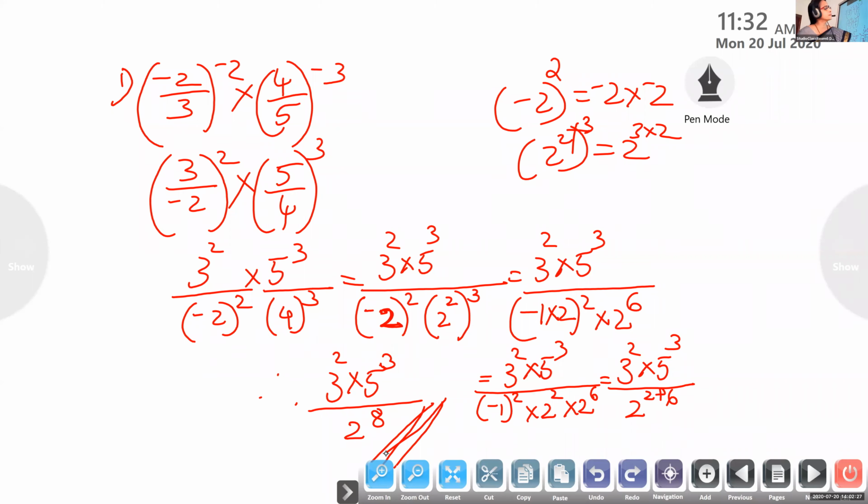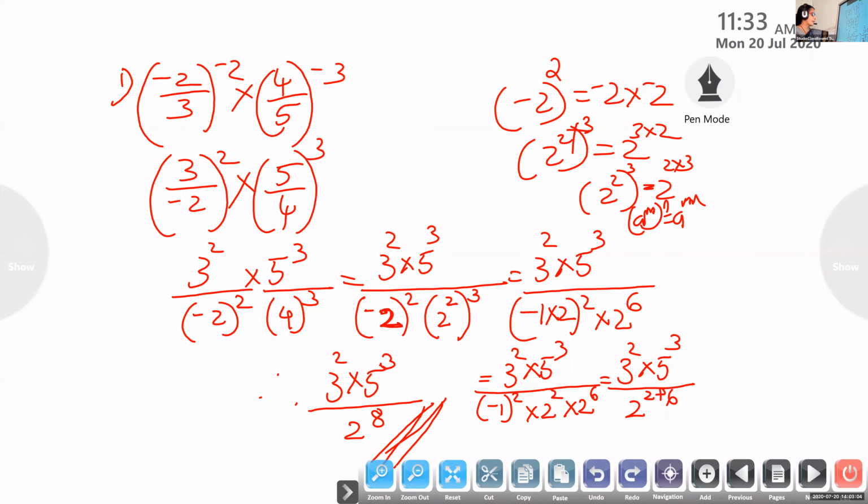Ma'am, how did you get the 2 raised to 6? See this 2 square, the whole raised to 3. 2 raised to 2 into 3 is 6. A raised to m, the whole raised to n is A raised to mn. Using that law. Okay? Yes. On the second step, we can directly convert into numbers and multiply. You can directly skip one or two steps if you want.